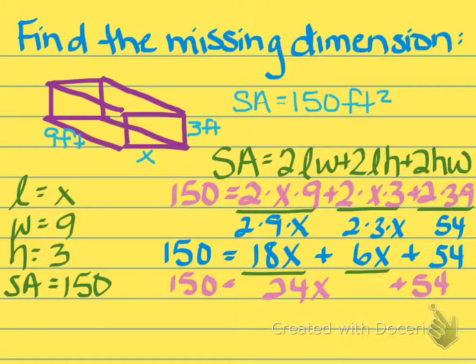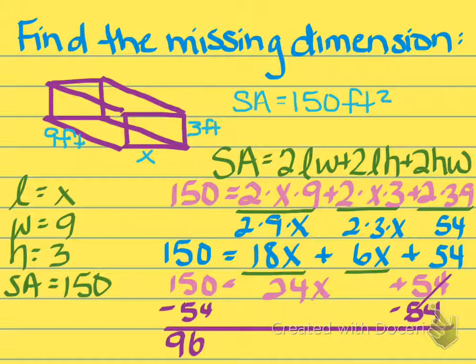Now, this is a two-step equation, and you should be familiar with that. So for the two-step equation, I'm going to go ahead and subtract out my 54 from both sides so that this is gone, because I'm doing my inverse operation, and then this is going to be 96 equals 24x. Now I'm going to do the inverse operation with my 24 times x, and that's going to be divide by 24. So I'm going to divide both sides by 24.